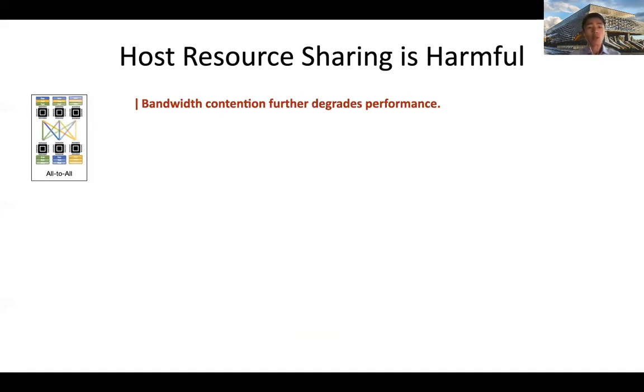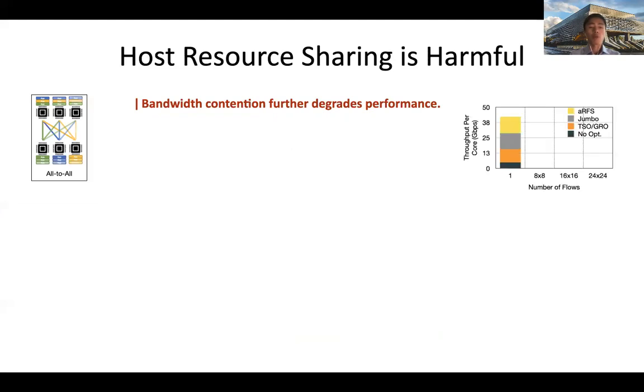Next, we look at the case of all-to-all, where there is a flow between each sender and receiver core pair. Here, in addition to contention for cache and CPU, the network link bandwidth becomes a new bottleneck. We find that this further degrades throughput per core as the number of flows increases. This can be explained by the following.